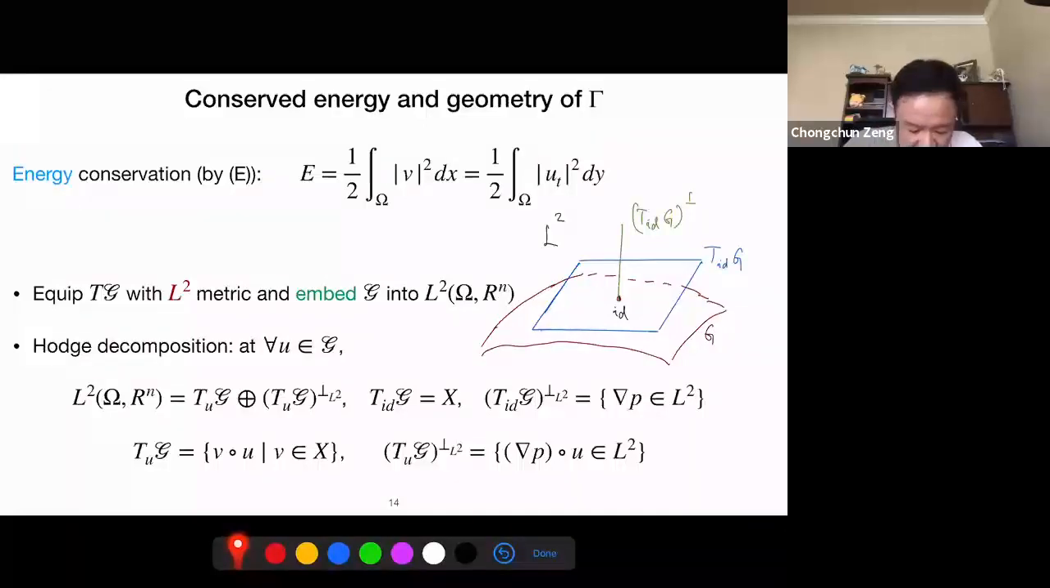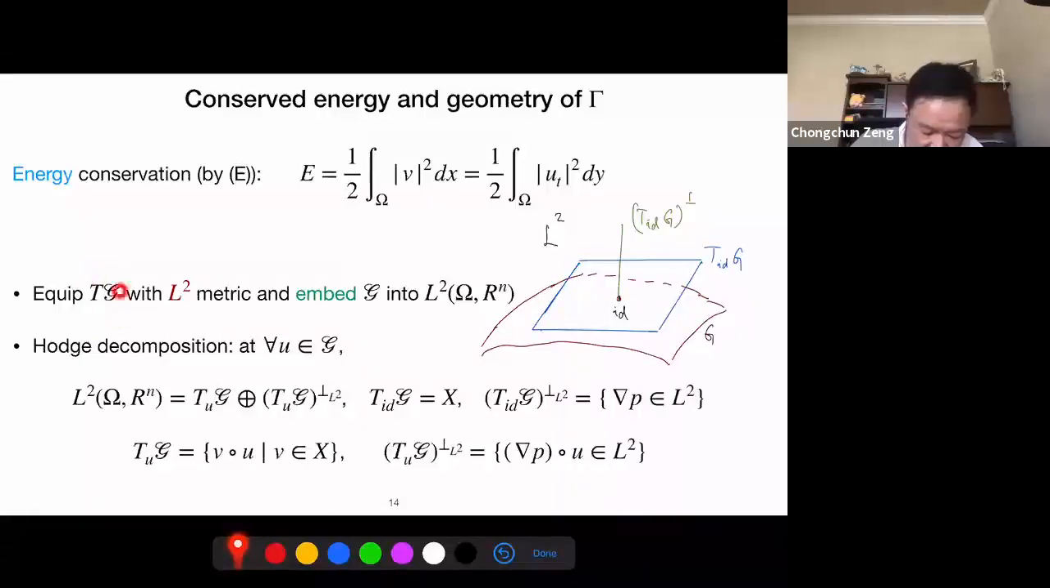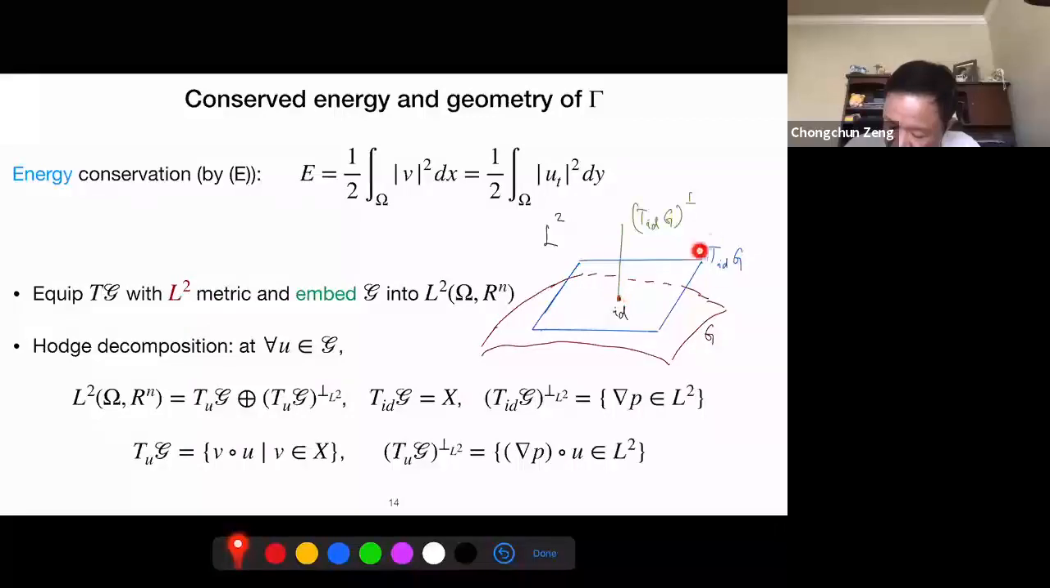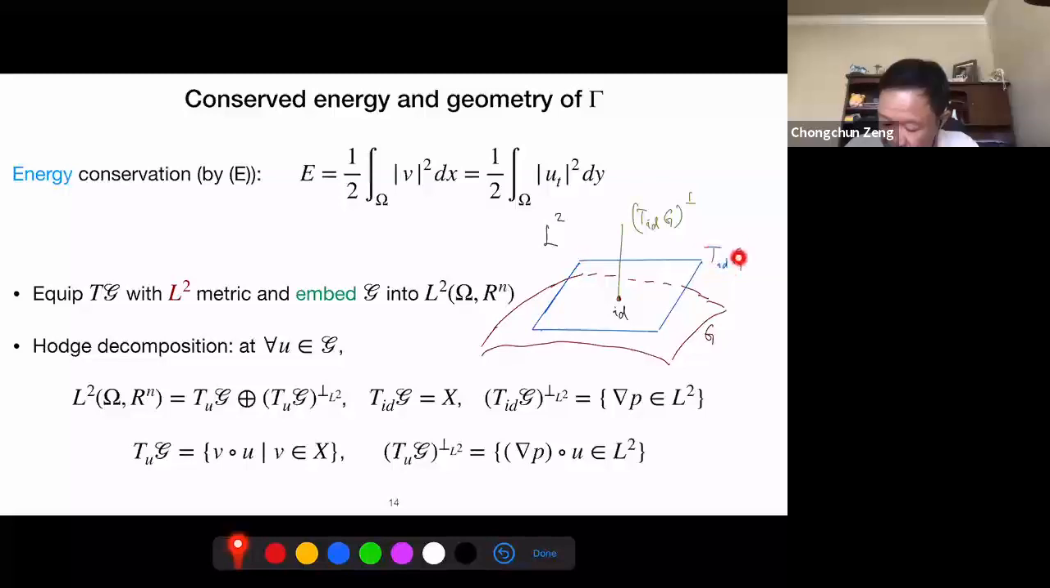So right now, if we think about the L2 metric, then we think of the tangent space of this Lie group as a subspace in the L2 space instead of the H^k space. For example, at the identity, the tangent space of the configuration space is the phase space of the Euler equation in the Eulerian formulation. This is the space of divergence-free vector fields with a slip boundary condition.